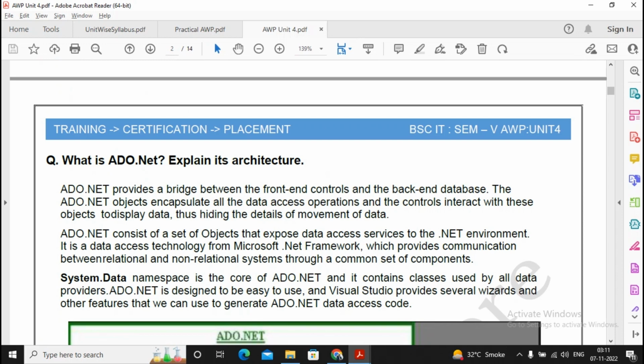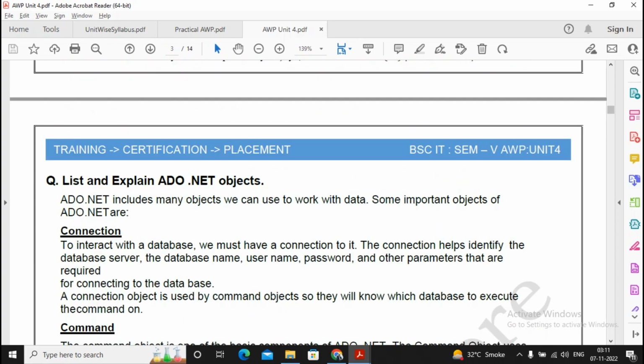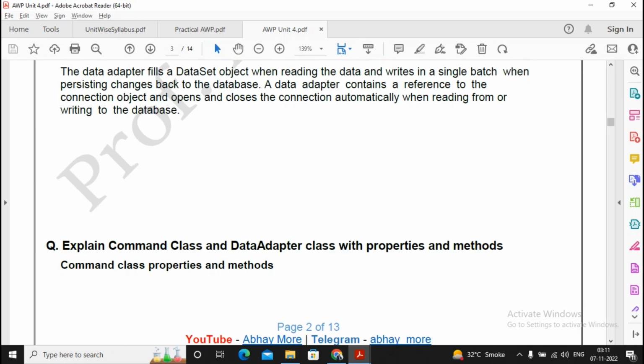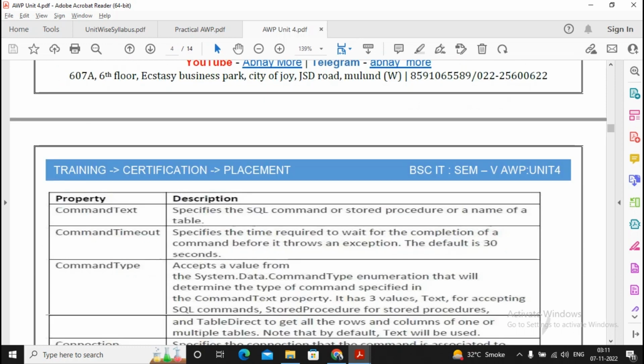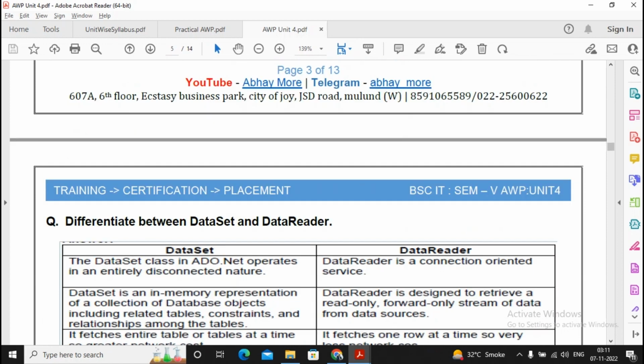Now, first question: ADO.NET, explain its architecture, is a very important question. Please prepare for it. Prepare the diagram properly. List and explain ADO.NET objects. These are the important questions. Please follow them. Explain command class and data adapter class with properties and methods. Any 4 properties or at least 3 properties need to be mentioned when you are writing the answer. Now, these are nothing but short points. When you are preparing, you need to prepare the entire answer.